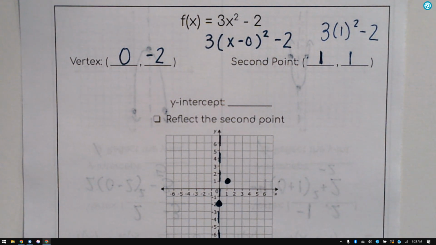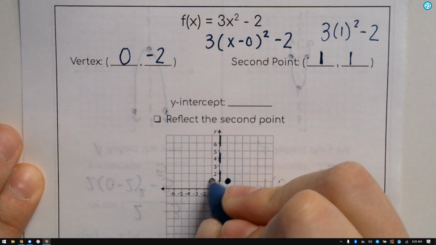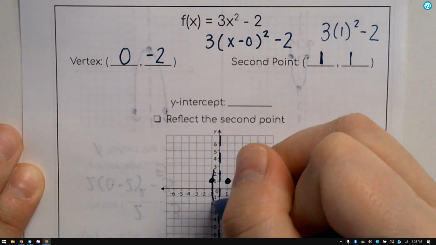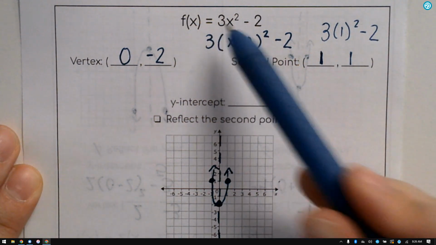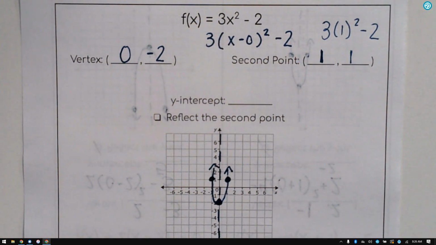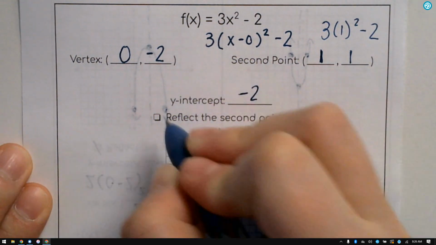And then in this one, we're going to reflect that new point across my axis of symmetry. So that is 1 to the right. We'll go 1 to the left. And it makes sense that this one opens up because it has a positive a value. There's a little line here to write our y-intercept. Our y-intercept was our vertex, so our y-intercept was at negative 2. We already reflected that.